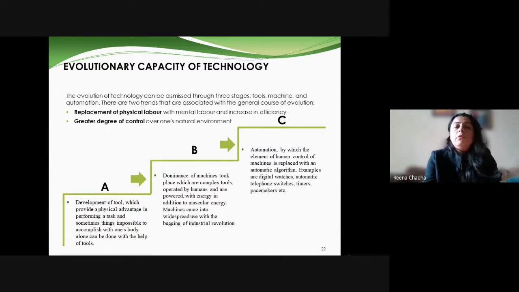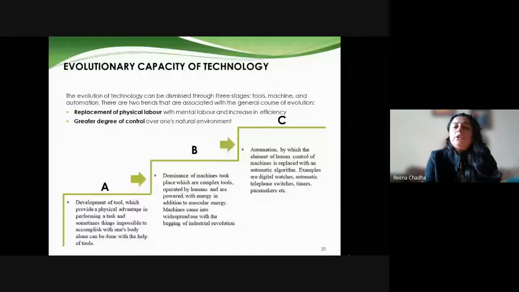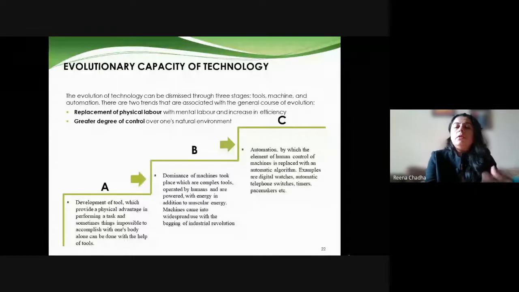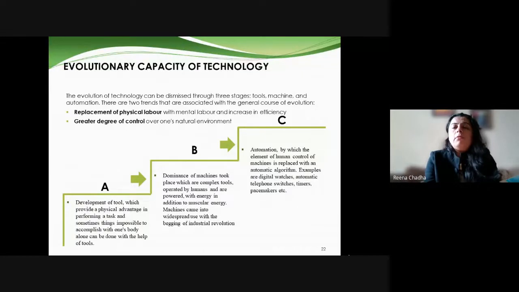So you have to go with development of a tool to perform a specific task. Then dominance of the machine took place, which are complex tools operated by humans and powered with energy. So in addition to muscular energy, you use more energy and less of your muscular energy, so that increases your production, and less manpower is required.